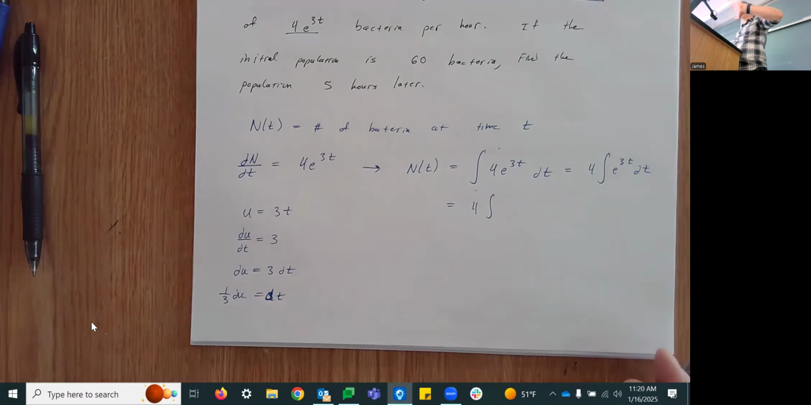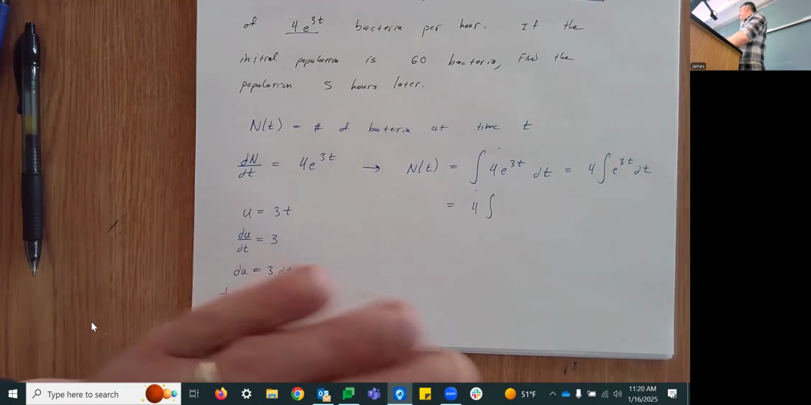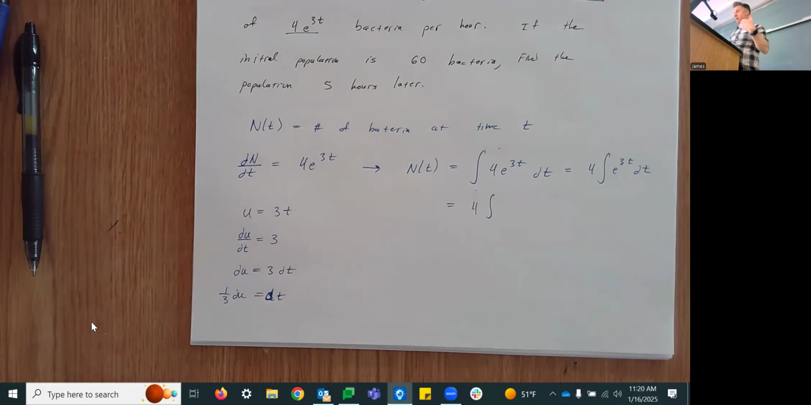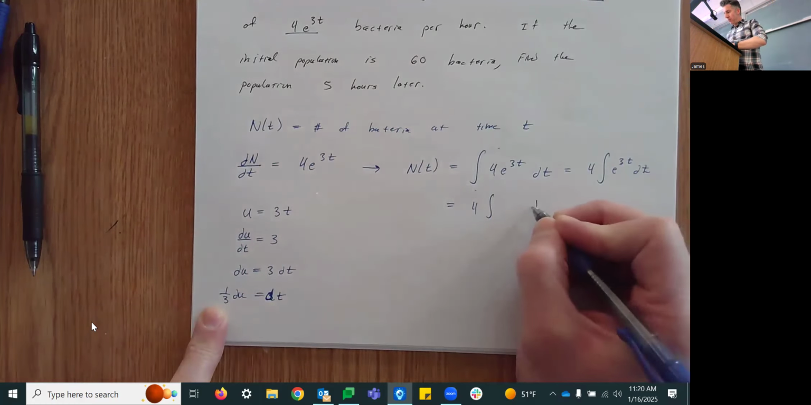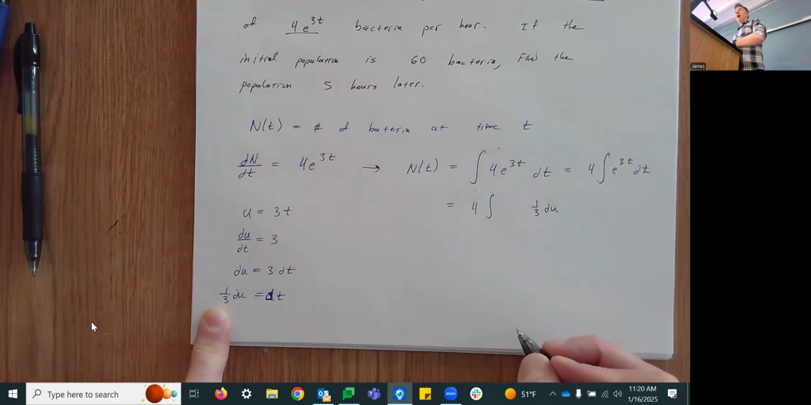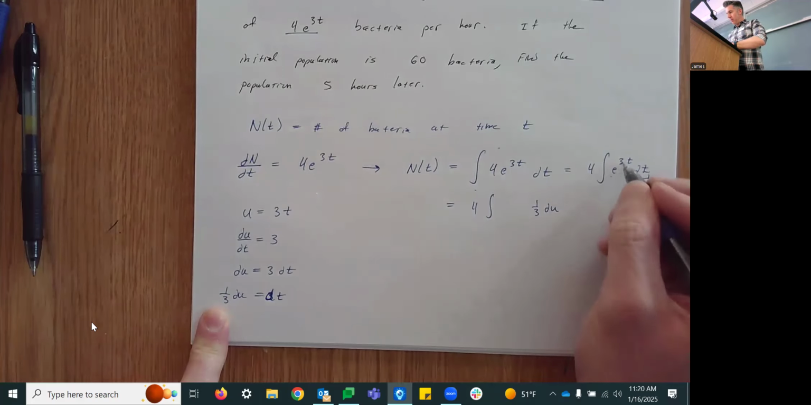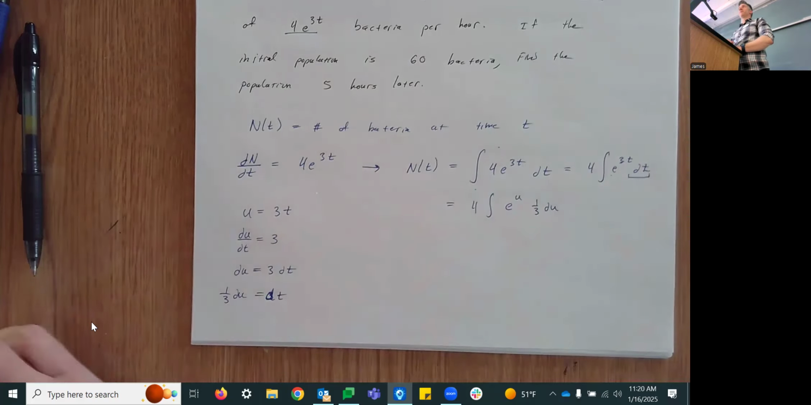There are good reasons for this, which we don't have the example to explain yet. But trust me, there's good reasons, which we will explain eventually. So dt is equal to 1/3 du. And now I can deal with the rest. e to the 3t is e to the u.